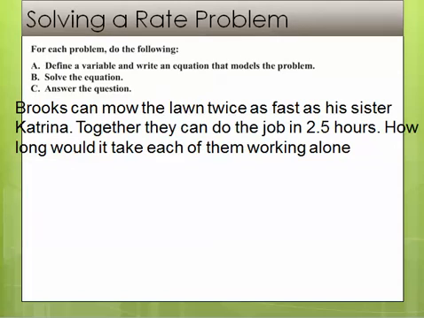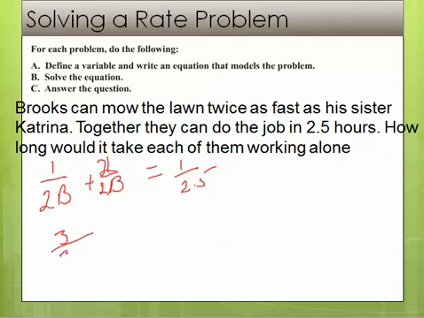Let's go look at number 8. Brooks can mow the lawn twice as fast as his sister. Oh man. Brooks, you're bragging again. Okay? So 1 over 2 times Brooks plus 1 over 1 times Brooks, because he can do it twice as fast. Together, they do it in 2.5 hours. 1 over 2.5. I know. You're not supposed to put a decimal in the bottom of a fraction, but in this situation, what am I doing? I'm getting a common denominator, adding them together. 3 divided by 2b, 2 times Brooks, is equal to 1 over 2.5.